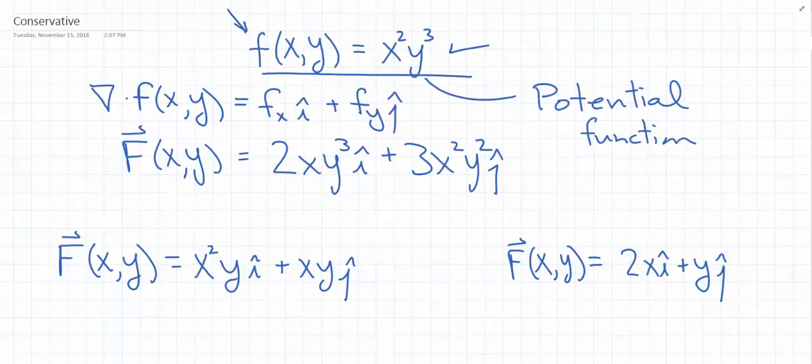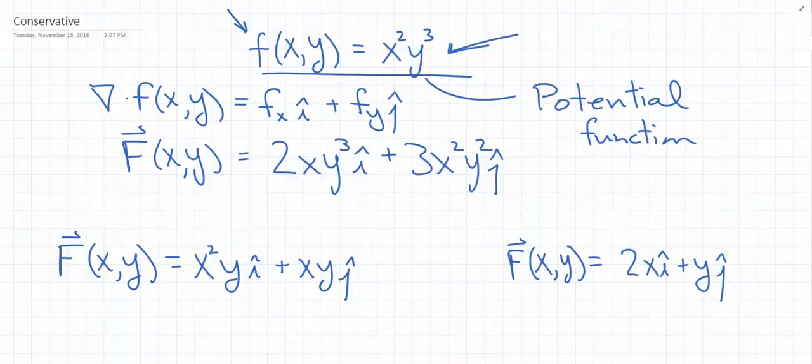Okay? Now, if you have a vector field and there is some potential function that you can take the gradient of and get your vector field, we say that vector field is conservative. In other words, if this potential function exists, then we say that vector field is conservative.